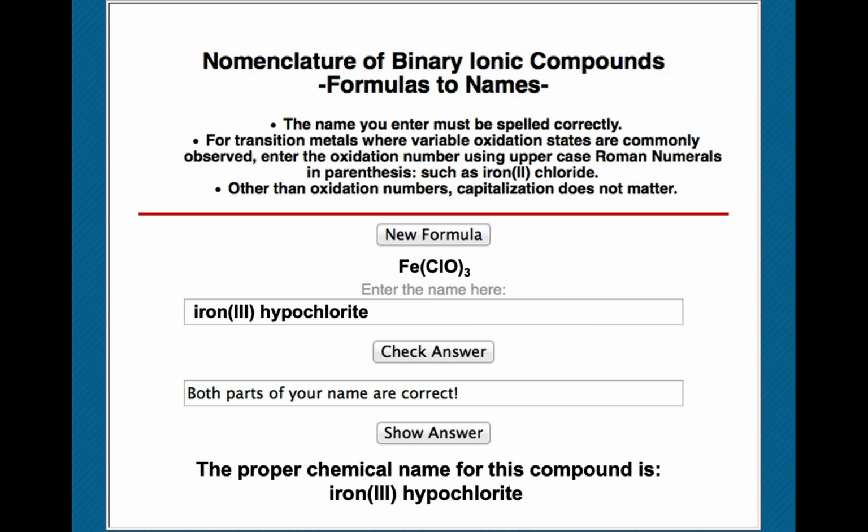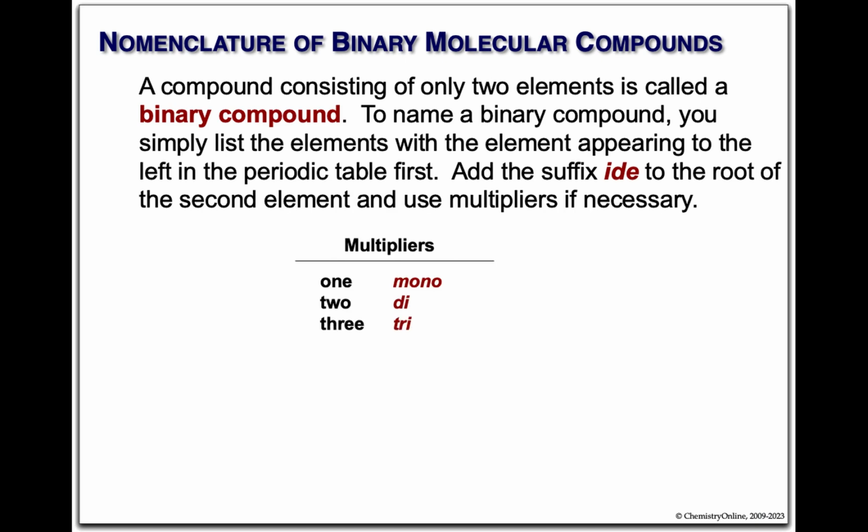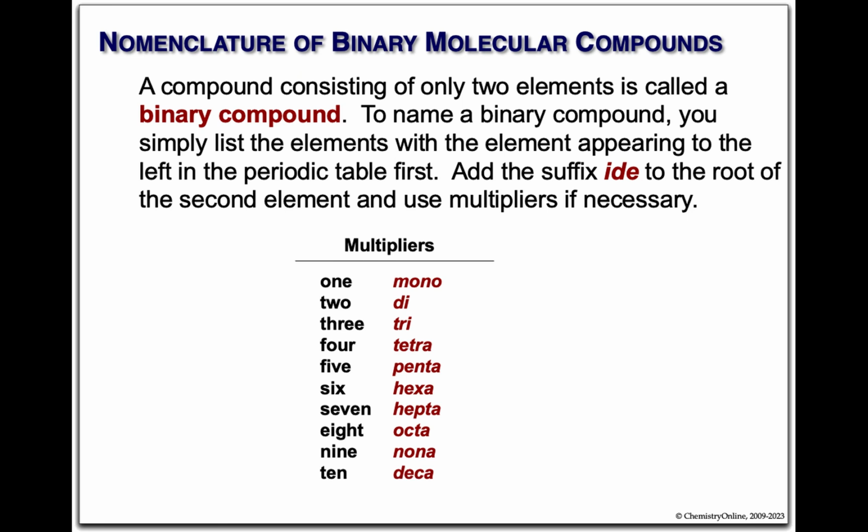All right, well, aside from the shock of polyatomics, naming ionic compounds is doable. But naming molecular compounds is even easier. Why? Because we use multipliers. Mono, di, tri, tetra, penta, hexa, hepta, octa, nona, deca. That's how you count to 10.